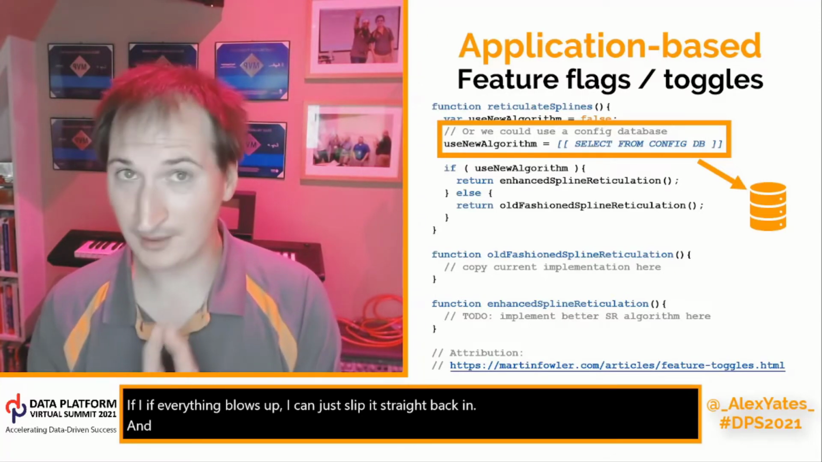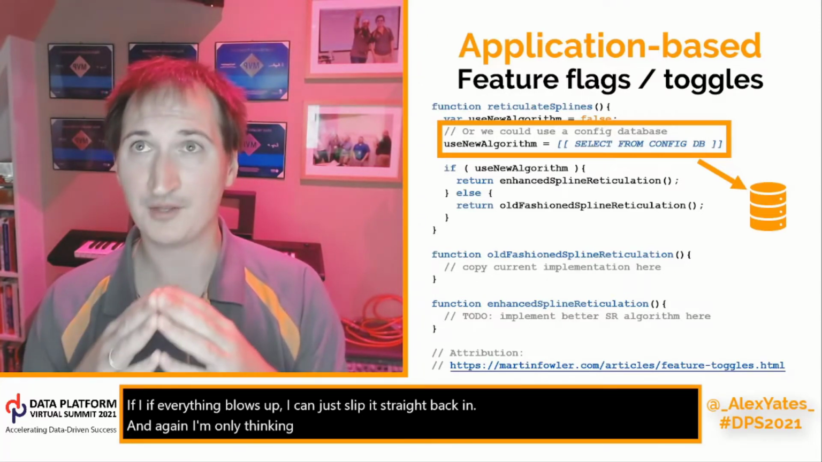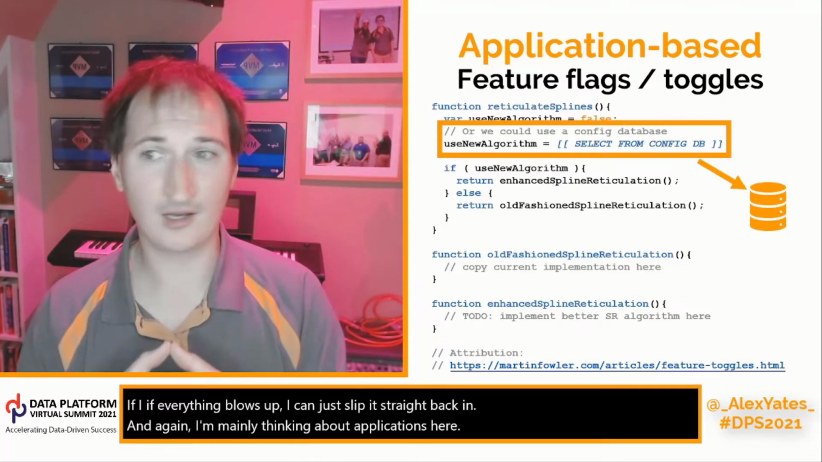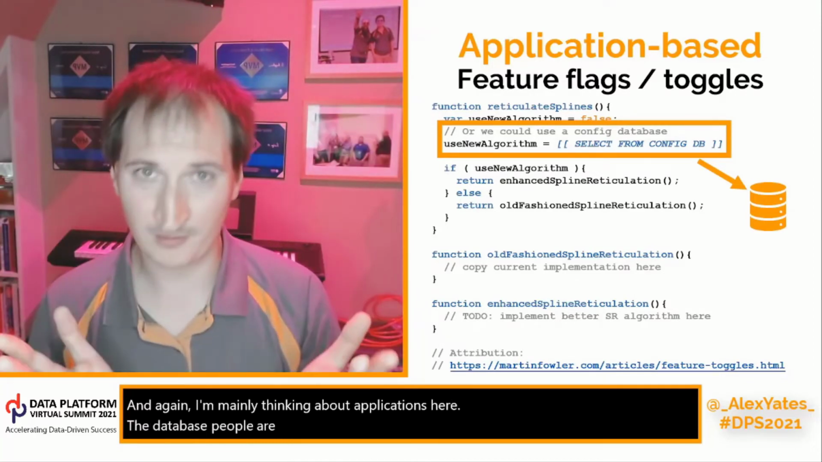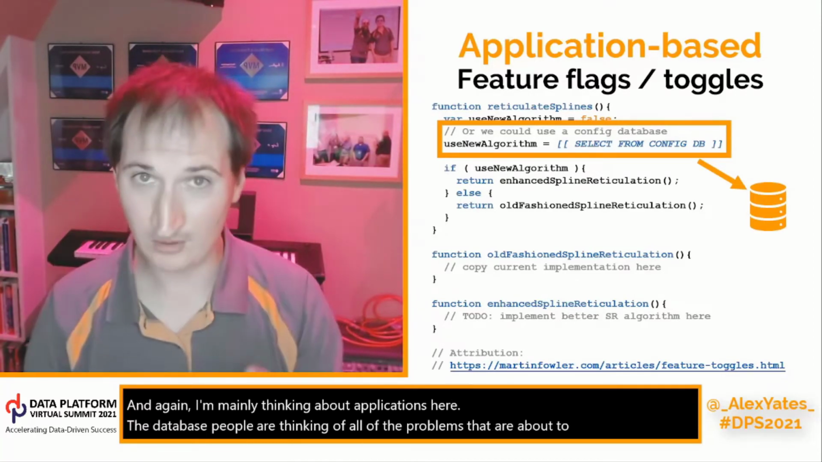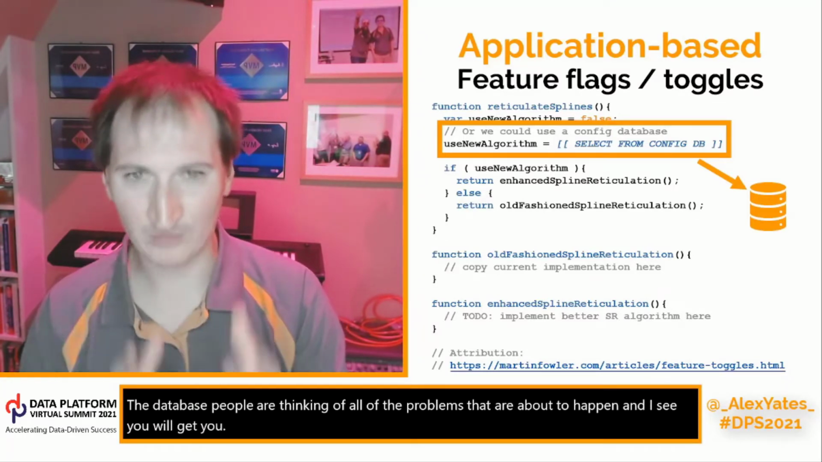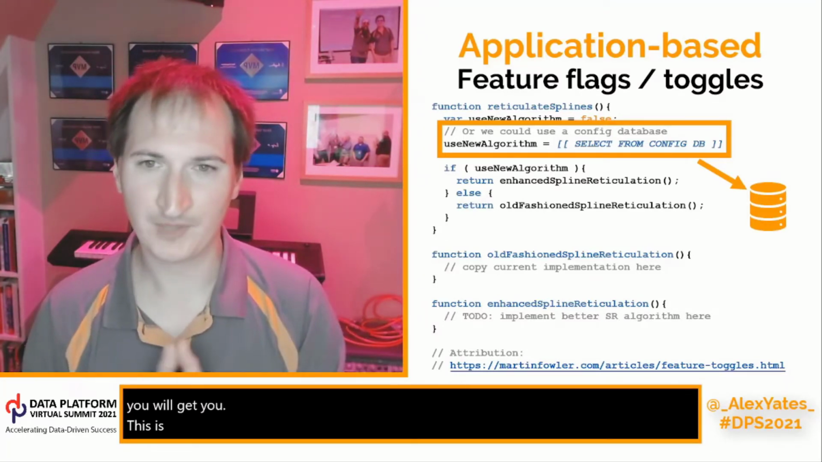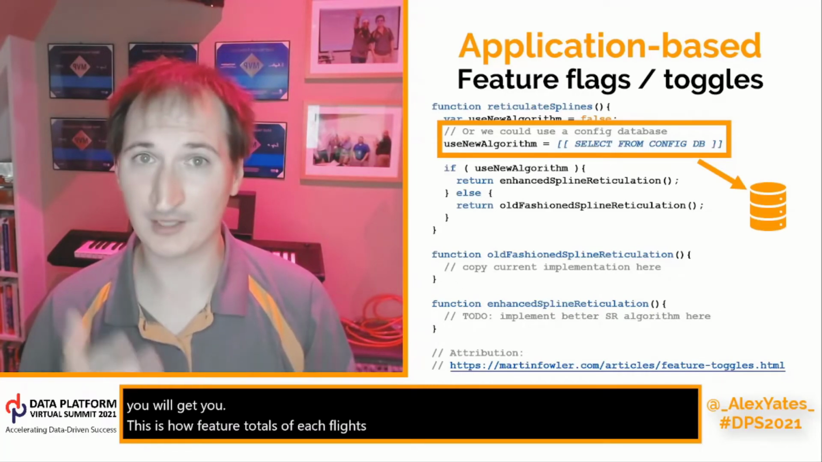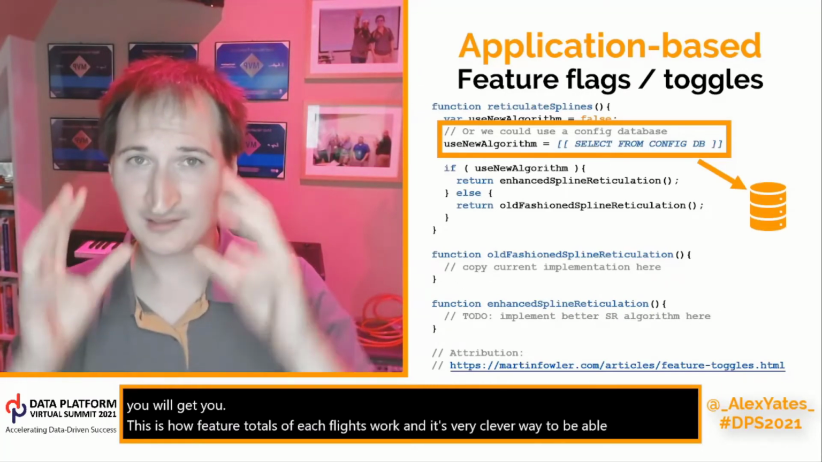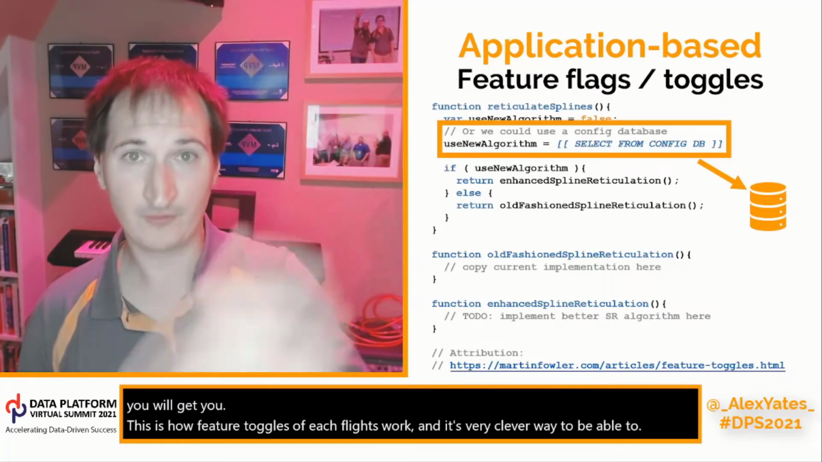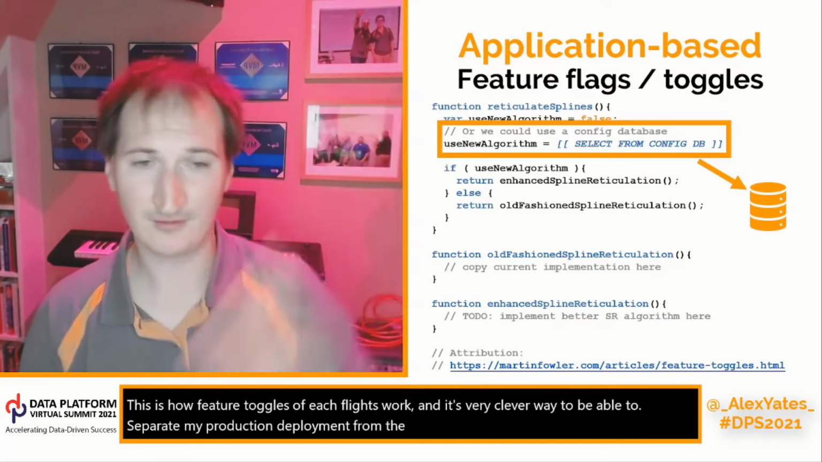Again, I'm mainly thinking about applications here. The database people are thinking of all of the problems that are about to happen, and I see you, we'll get to you. But this is how feature toggles or feature flags work. And it's a very clever way to be able to separate my production deployment from the actual marketing release effectively.